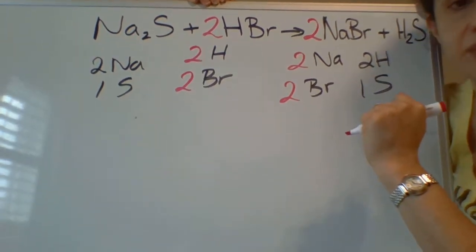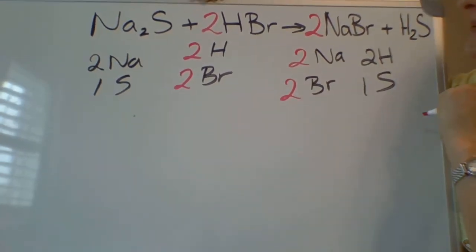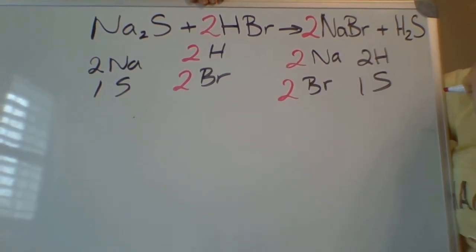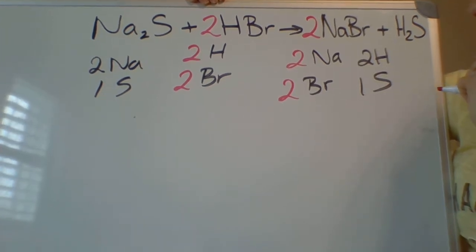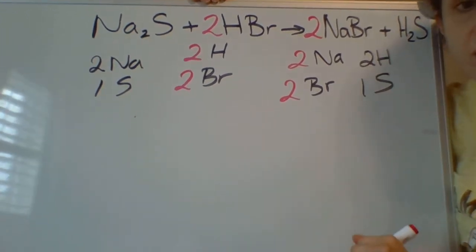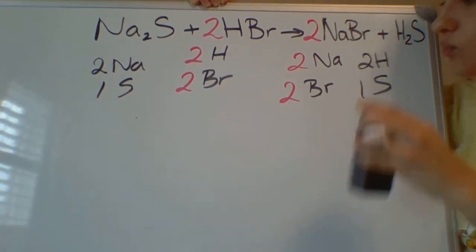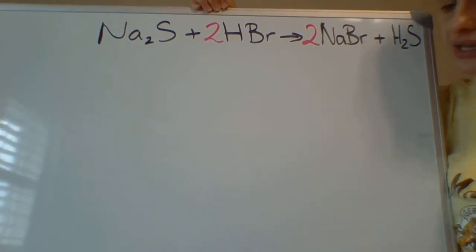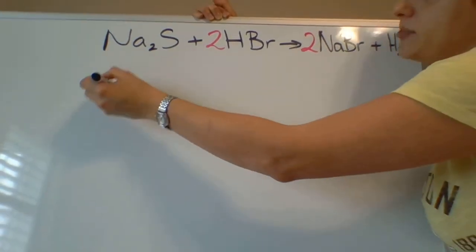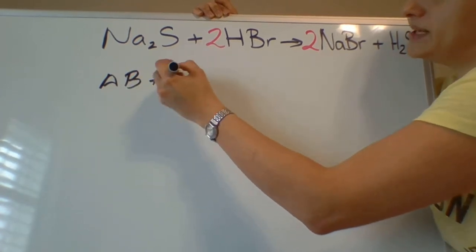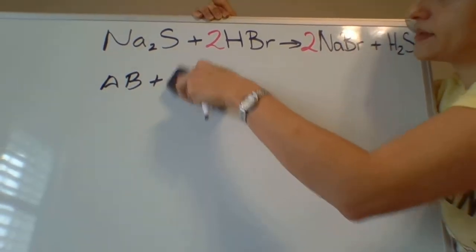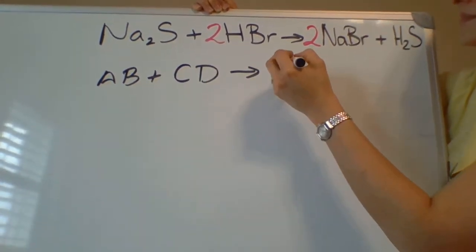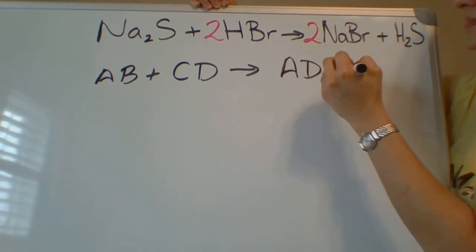Going a little faster now with the balancing because hopefully we've got the hang of it by now. Okay, so let's look. 2 sodium, 2 sodium, 2 hydrogen, 2 hydrogen, 2 bromine, 2 bromine, 1 sulfur, 1 sulfur. We have a balanced equation. Now, what kind of equation is this? This looks like an AB plus, not BC, sorry, plus CD, giving you AD plus CB.